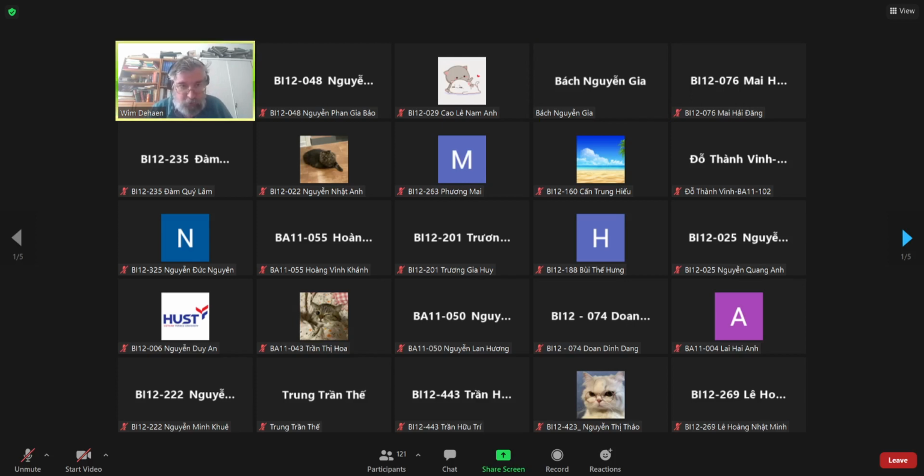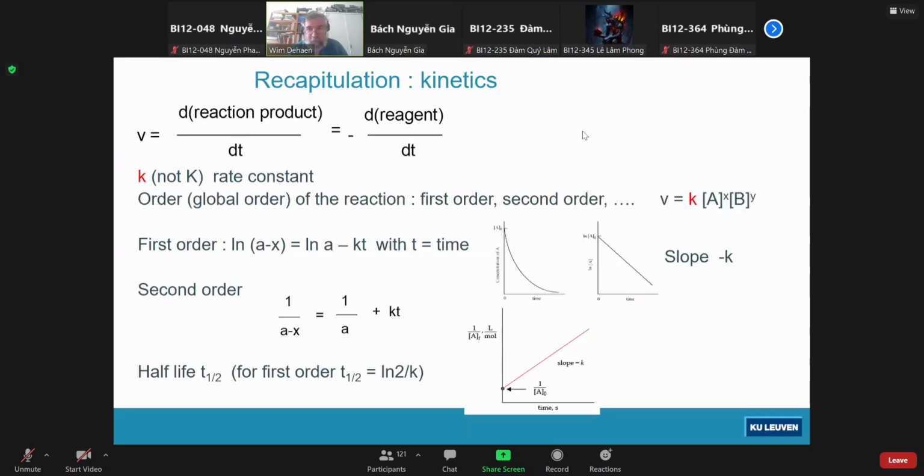Yeah. So about kinetics, we will use the remaining half hour. It has to do with the rate of reactions, of course. And the rate of reactions we can describe in two different ways. You could say, okay, it's how much reaction product is forming in time, but you could also describe it as how fast the reagent is disappearing in time.